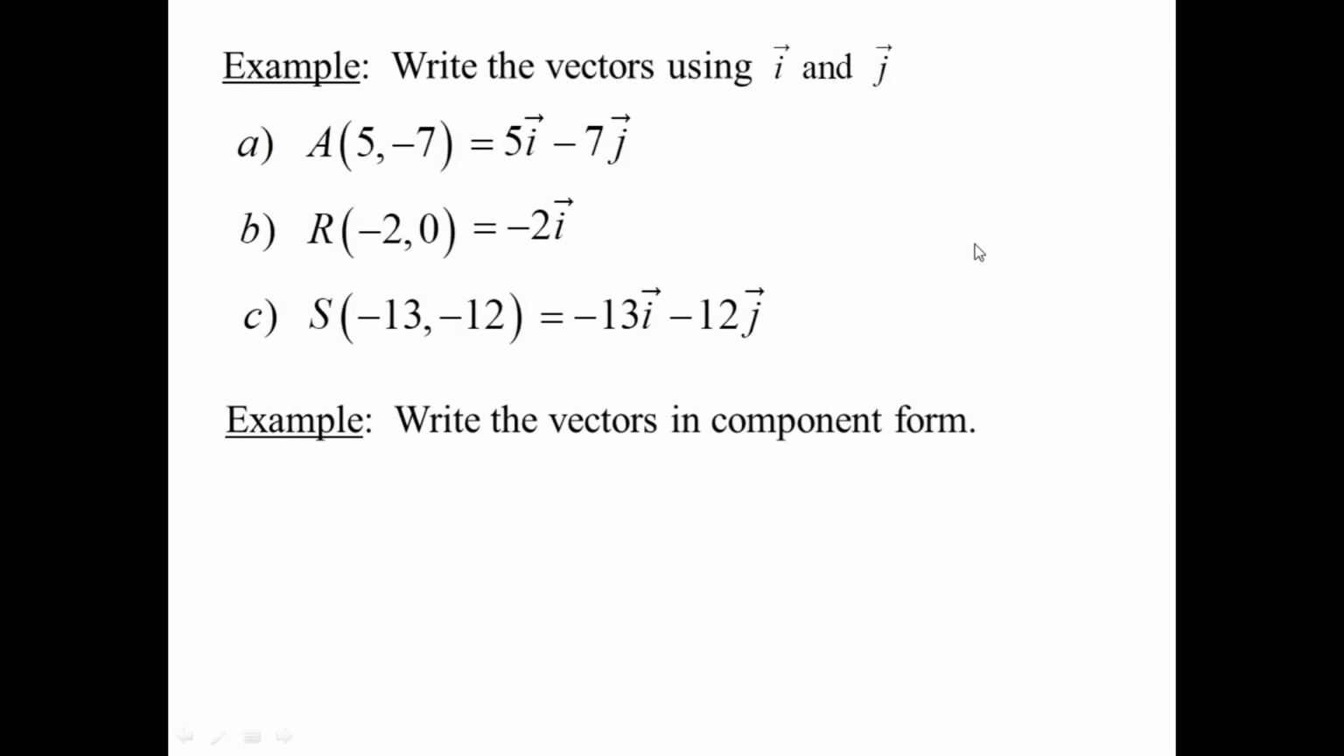Example, write the vectors in component form. Well, this is component form here. So in other words, we want to take a vector and go back to that form. So i plus j, well, that would be (1, 1). 1i plus 1j. It's just the coefficients on those.